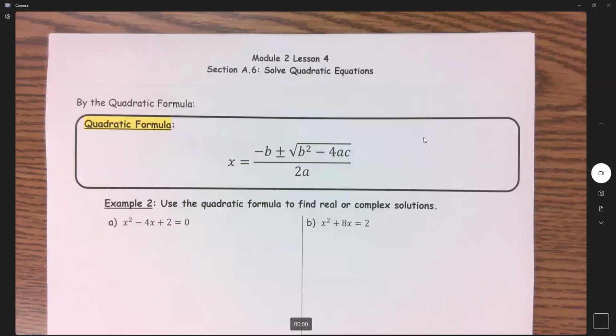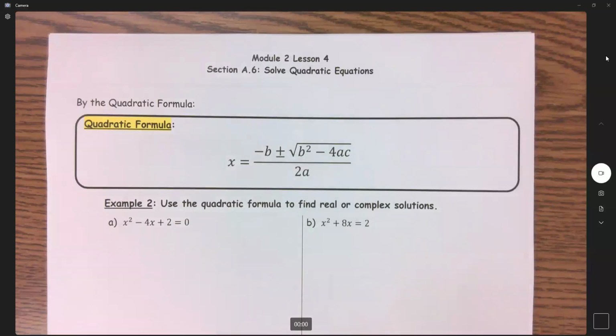In the last two videos, we went over solving quadratic equations by factoring. Now we're going to solve by the quadratic formula. What's nice about the quadratic formula is it will solve any type of quadratic equation, whether it is factorable or not, whether it has rational or irrational answers, whether it has complex or imaginary solutions.